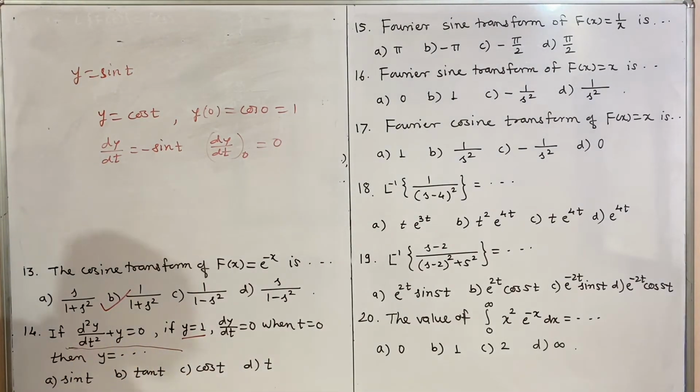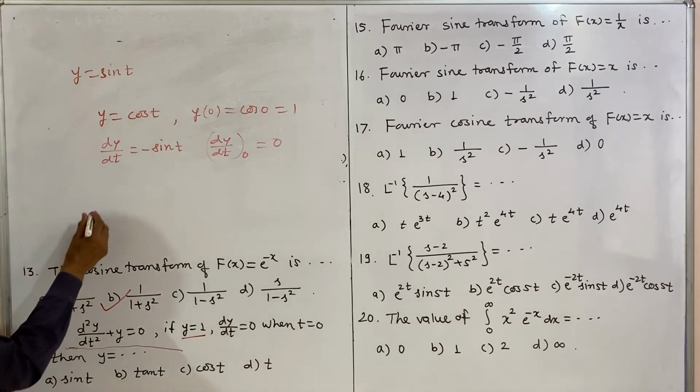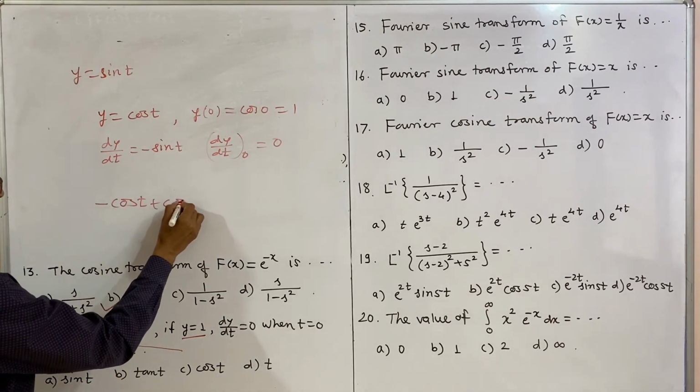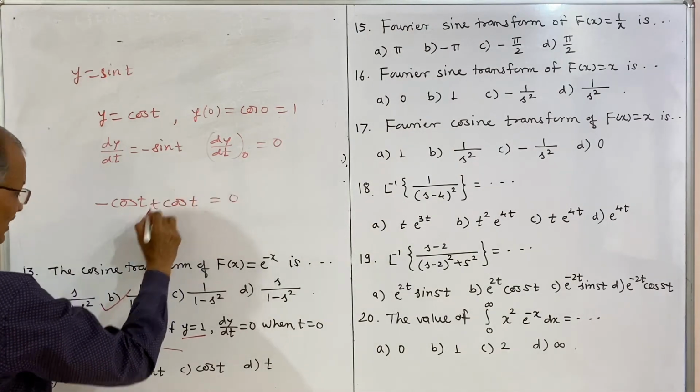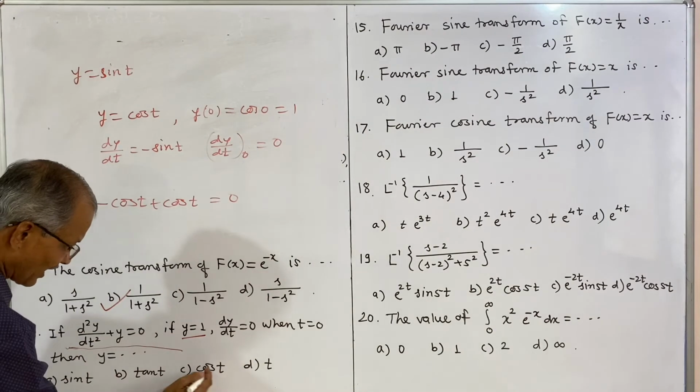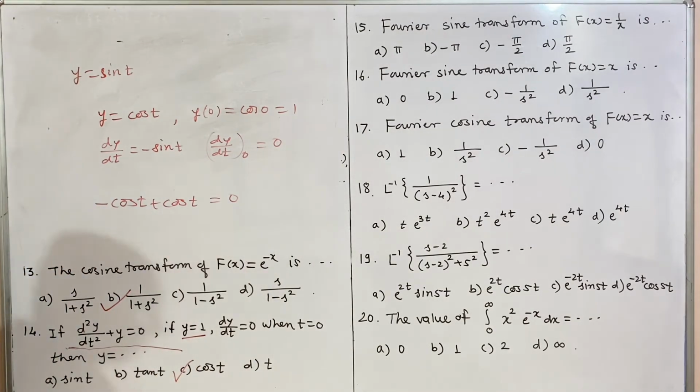Whether the equation is satisfied by cos t: derivative of cos t is minus sin t, and derivative of minus sin t is minus cos t. So the differential equation becomes minus cos t plus cos t, and that is 0. So that equation is also satisfied, and the initial conditions are also satisfied by cos t, and therefore this is the correct alternative.